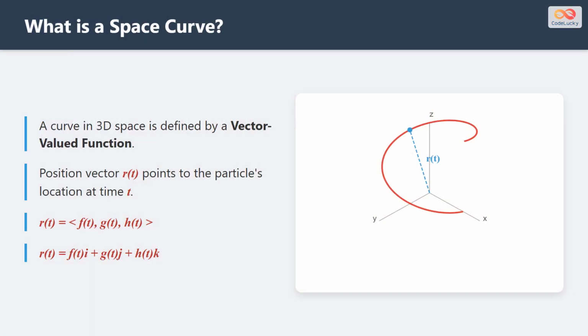First, let's define what we are measuring. A curve in 3-dimensional space is typically defined by a vector-valued function, denoted as r of t. This function has 3 components: f of t, g of t, and h of t. Essentially, for any point in time t, the vector r points to the specific location of a particle moving along that curve.